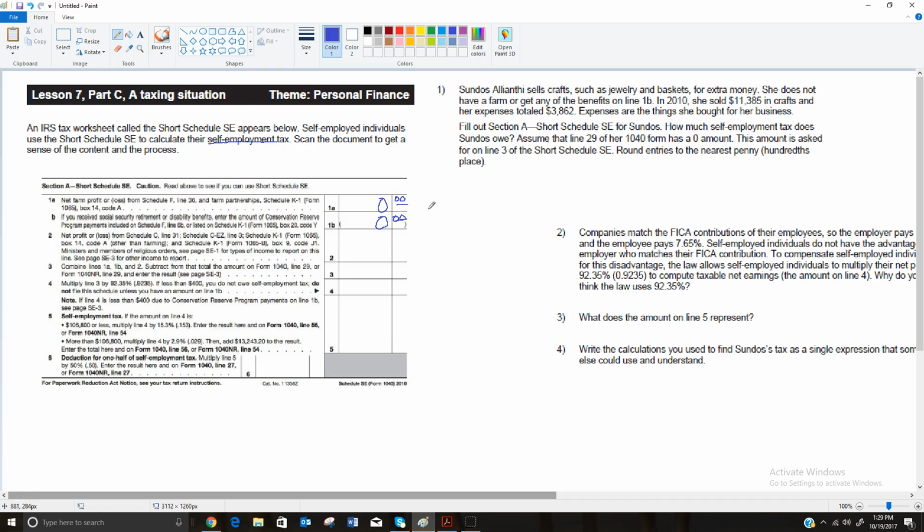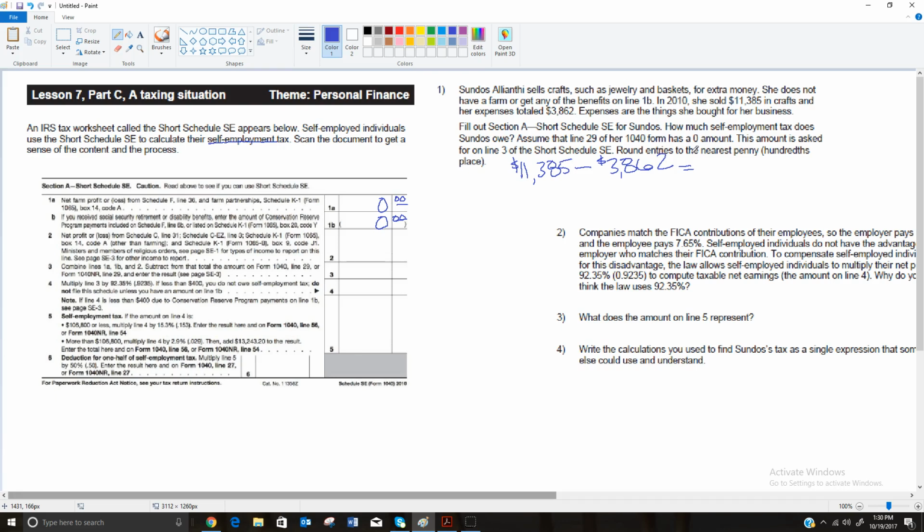So first of all, we have to figure out this line, which is your net profit from your business. Now, sometimes they'll just give you the net profit in the problem, but in this particular problem, they gave you the income and the expenses. Now, if we subtract those, we'll get her profit. So she brought in $11,385, but she spent $3,862 of that on expenses. So that's not profit, that's money that she put out. So she doesn't have to be taxed on that because that wasn't actual income.